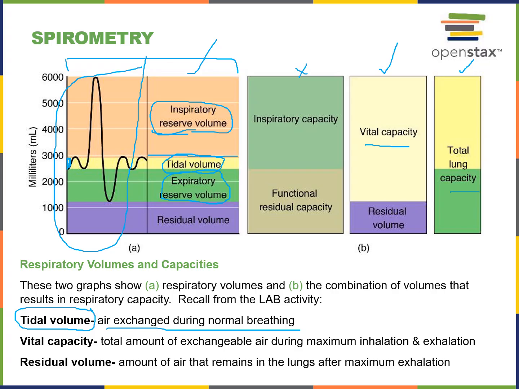So inspiratory reserve volume, to measure that, again, the person would take an inhale, an exhale, normally relaxed, and then they would inhale as much as possible, but they would exhale normally into the spirometer. And that would give us a measure of the inspiratory reserve volume.